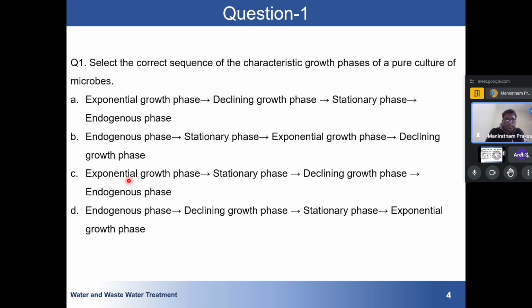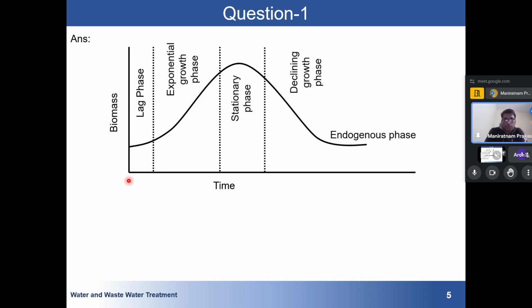So I will be explaining in detail what those different phases are that microbes go through if sufficient food is available for them in a water treatment plant. So if I want to summarize this, imagine that with time the biomass concentration will vary like this, and the reason for this is that consider a wastewater treatment unit.